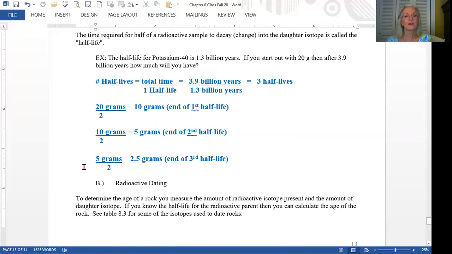You ought to be able to do an example like this for a quiz, and you'll have some practice problems with it for homework.